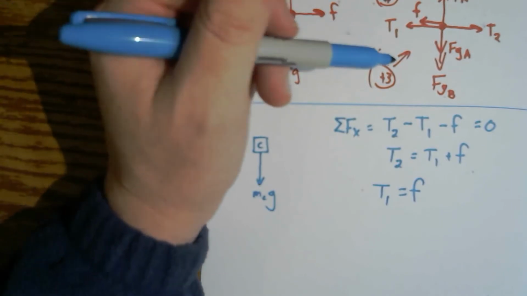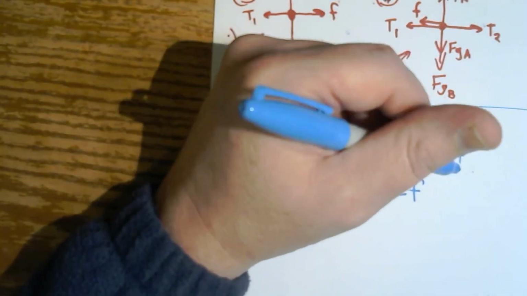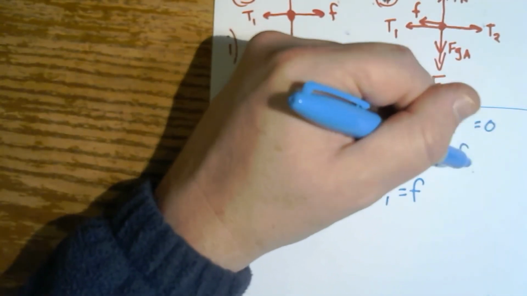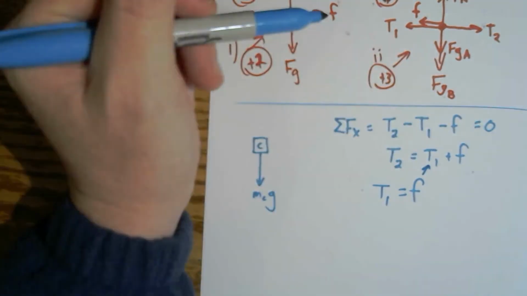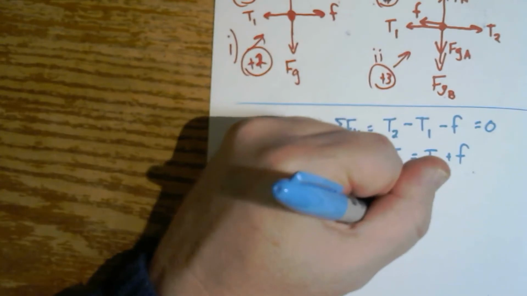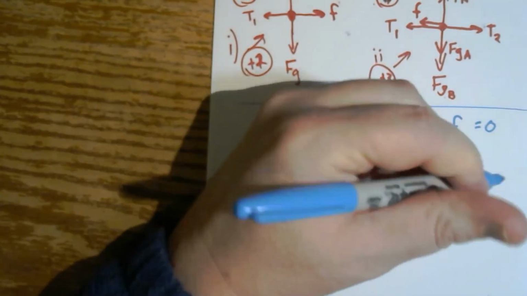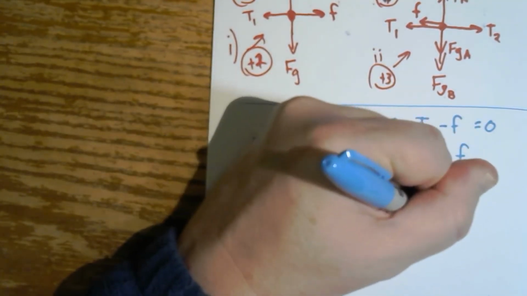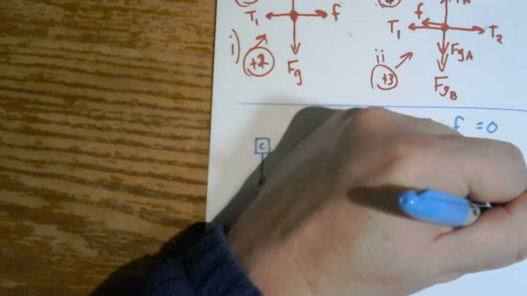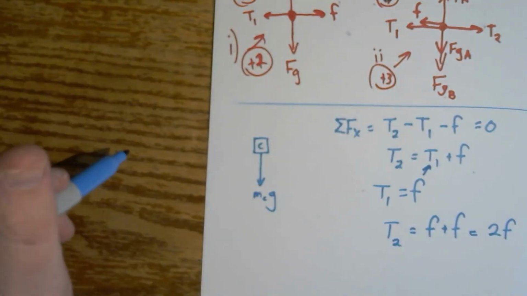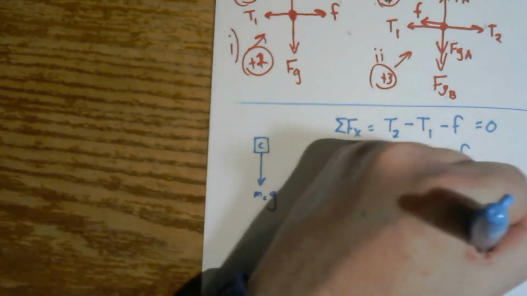I'm going to leave the friction terms in there, and all I'm going to do is replace T1 with the friction. So tension 2 is equal to F plus F, which is just going to be 2F. This is going to be important in a second.